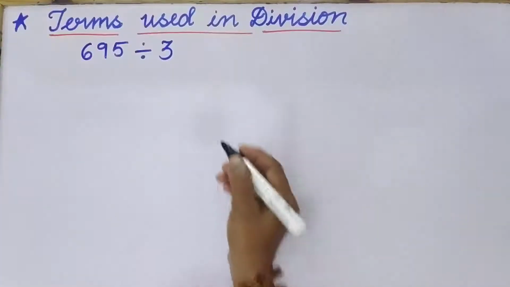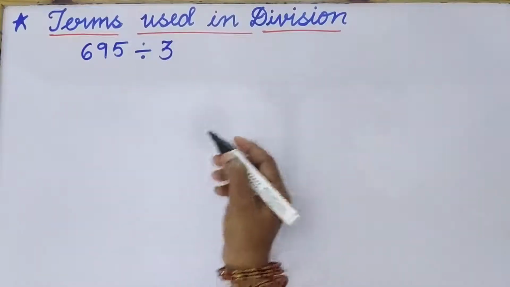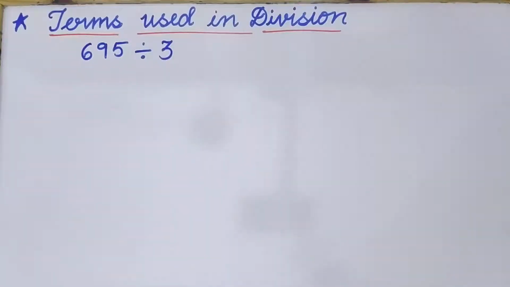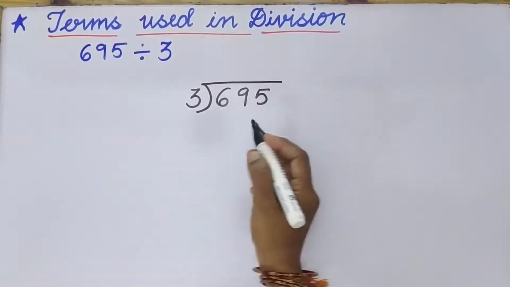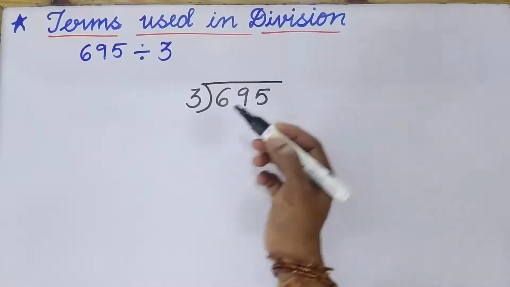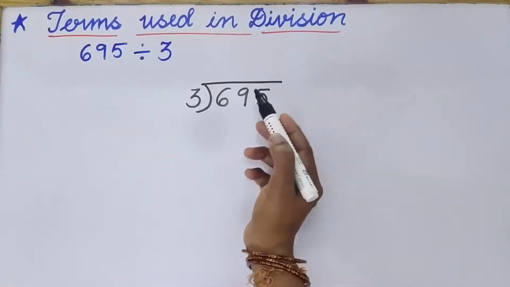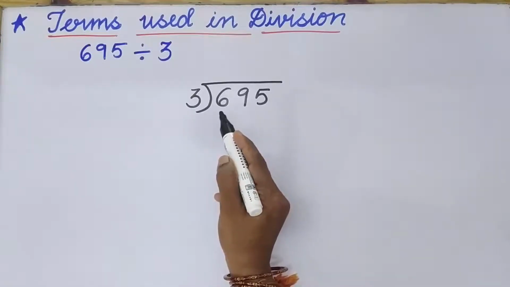Have a look at this example. So we are going to divide 695 by 3. How it should be written, we know very well. This is the way of writing while dividing. And in all other operations, addition, subtraction and multiplication, we start from the ones place. But we know that in division, we have to start from the higher place value digit.